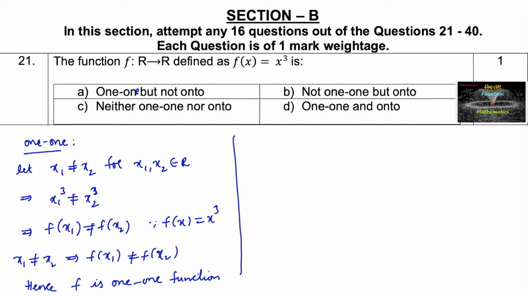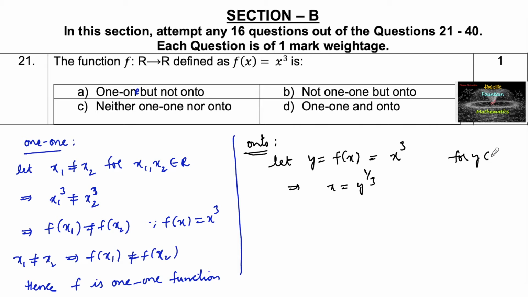And now let us check onto function. Let y is equal to f of x, which is equal to x power 3. So which implies that x is equal to y to the power of 1 by 3. For y belonging to R, y to the power of 1 by 3 is also a real number. So that is, x belongs to R.